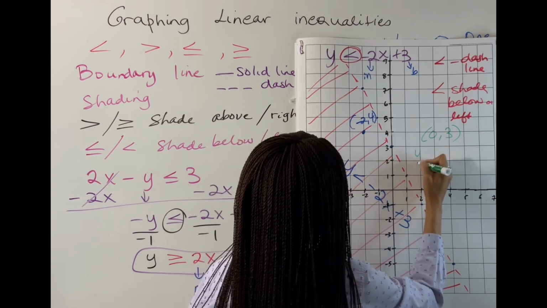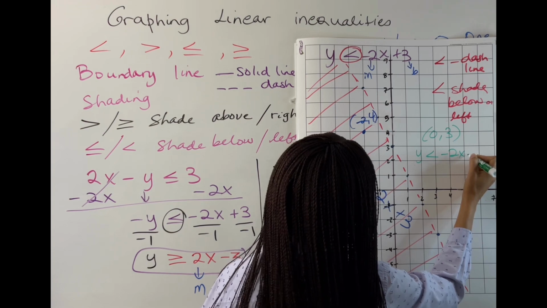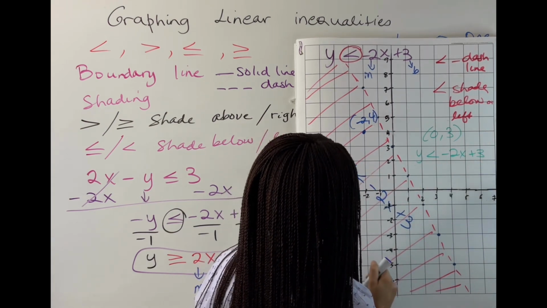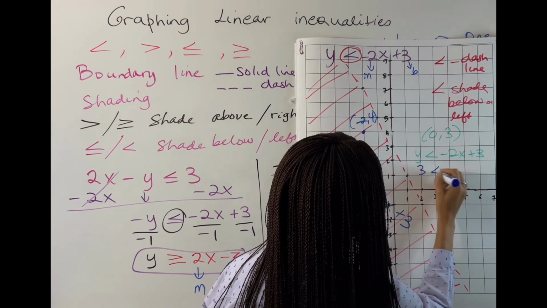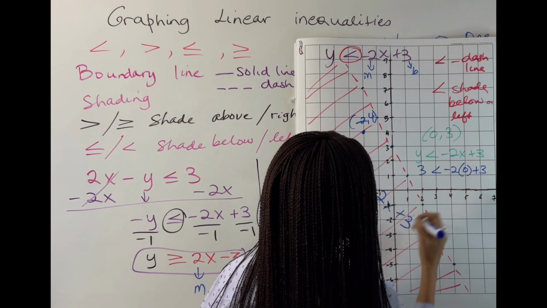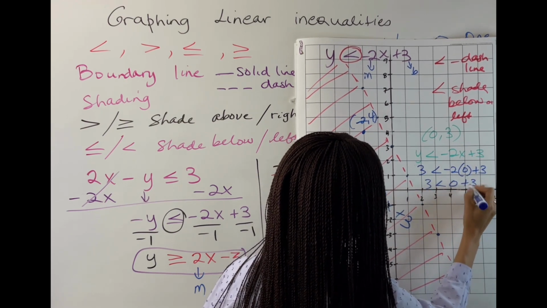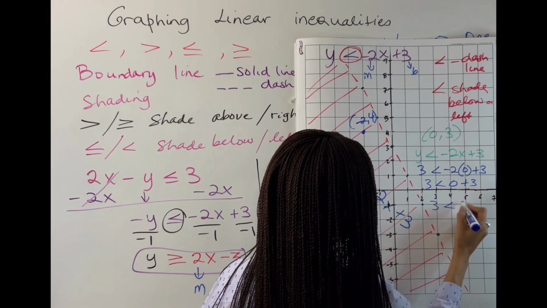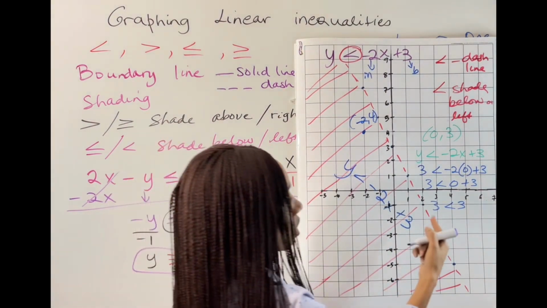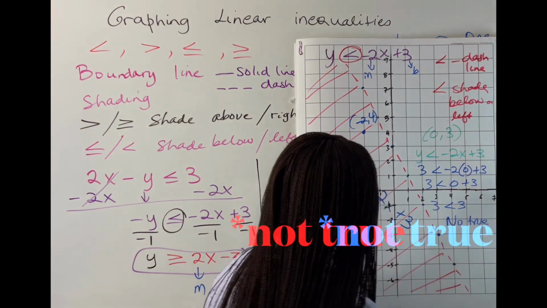And I'm going to rewrite my inequality. Y is less than -2x plus 3. So my y is 3 here, and my x is 0. So I have 3 that is less than 0 plus 3. 3 is less than 3. Is this true? No. 3 is actually equal to 3.